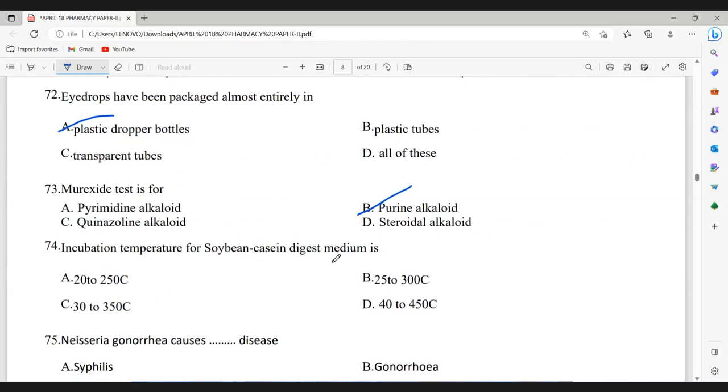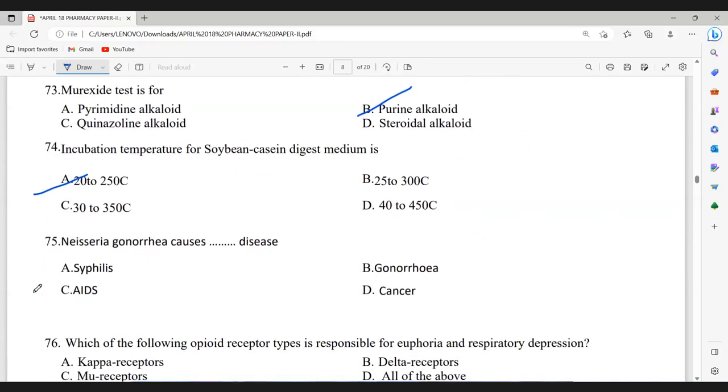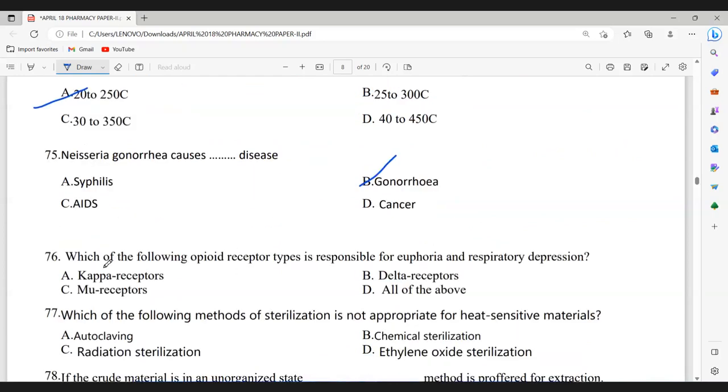Then 74, incubation temperature of soybean casein digest media, is a direct question. If you know the answers for direct questions, you can answer. That is 20 to 25 degrees Celsius. Neisseria gonorrhoeae causes dash disease, gonorrhoea disease. That's the answer. Which of the following opioid receptor types is responsible for euphoria and respiratory depression? A direct question.